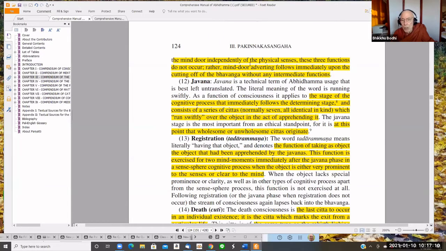And at the mind door, these three functions do not occur. Rather, when the object appears at the mind door, that would be like a purely mental object, there occurs mind door adverting, which we already mentioned, followed immediately, or the mind door adverting occurs immediately after the bhavanga is cut off. There are no intermediate functions.